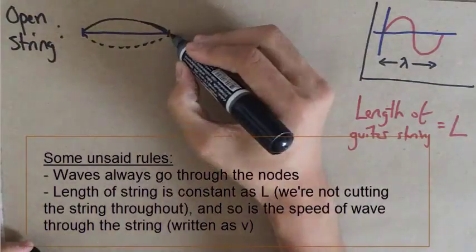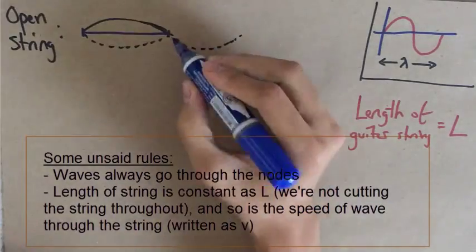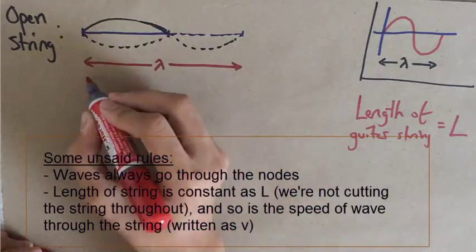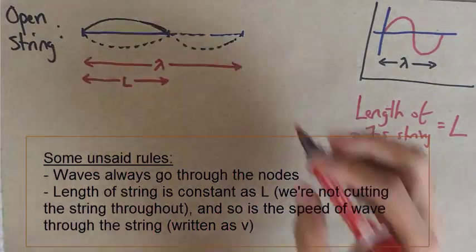When you play the open string without anything, you can visualize that wave as only having two nodes. When you draw that wave out and compare it to our original complete wave, you can see that the length of the string here only represents half of the wavelength.